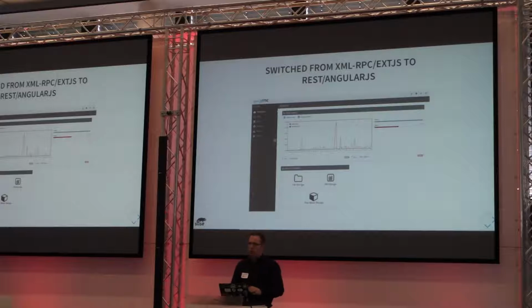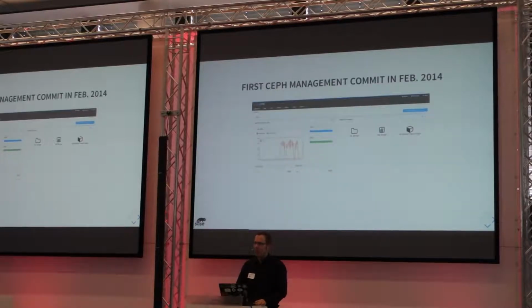Next step forward was that we switched the technologies a little bit, so we moved from the XML RPC and the front end was written beforehand in ExtJS, and then we moved on to a REST API and AngularJS. As you can see, the web UI changed a little bit, but still traditional storage, no Ceph at all. This changed in February 2014 when we added the first Ceph management functionality to our UI.